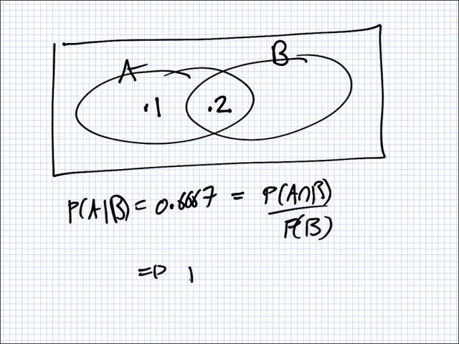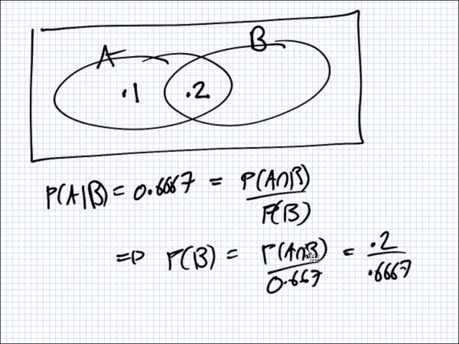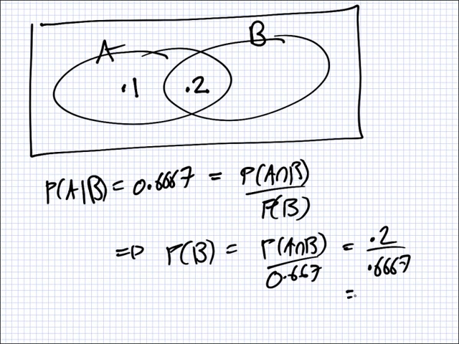So that means the probability of B is the probability of A and B over 0.6667, which is 0.2 over 0.6667. So what's that then? It's 0.2 over 2/3. Is it 0.3? No, what am I saying? It's not that, 0.299. So yeah, 0.3. Oh, it is 0.3, okay. So if B is 0.3, that must be 0.1, which makes this 0.6.